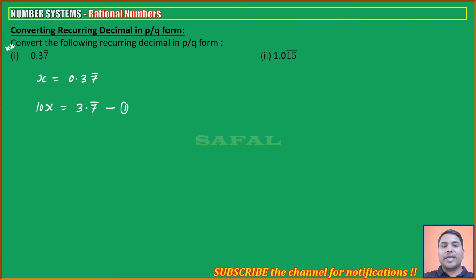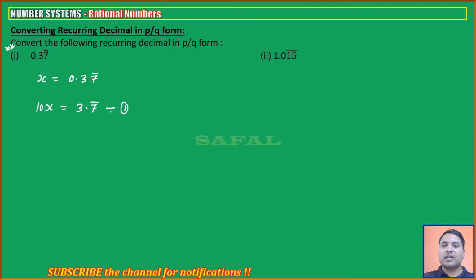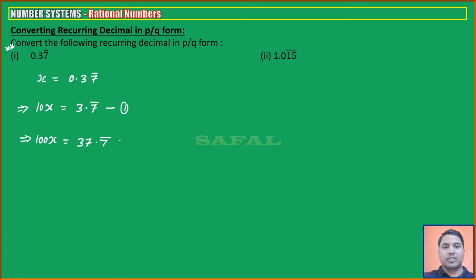Then you see how many digits are repeating. So here, how many digits are repeating? Only one digit, that is 7. So if one digit is repeating, equation 1 gets further multiplied by 10. If 2 digits are repeating, multiply by 100. If 3 digits are repeating, multiply by 1000. So here I can see that a single digit is repeating, so equation 1 I am going to multiply further by 10. So this will become 100x equals 37.7 bar.